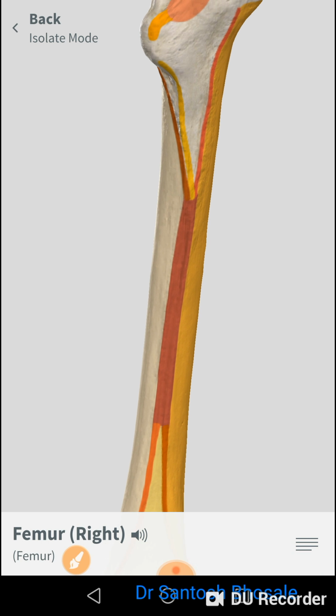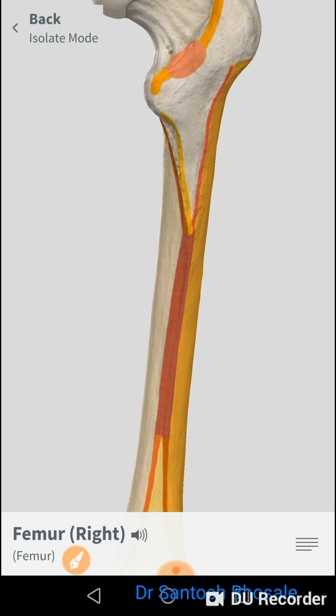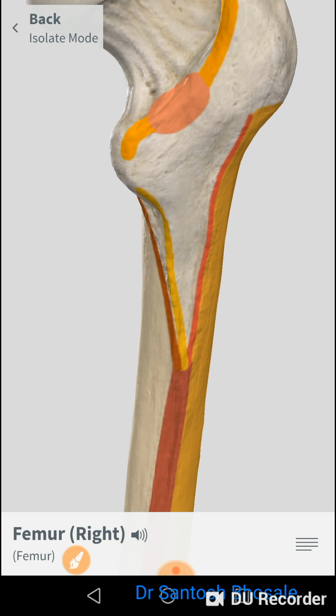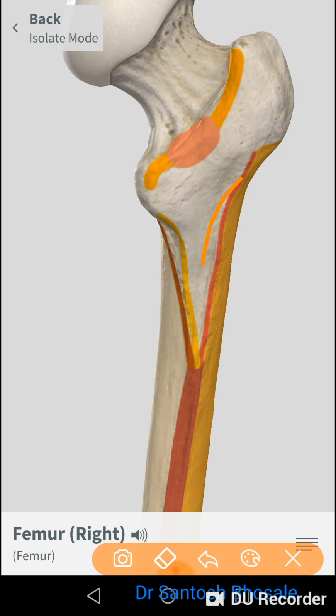And in the upper third of the shaft, the two lips of linea aspera enclose one more additional surface here. You can see they diverge and enclose one more surface. So this part of the shaft presents four surfaces: anterior, medial, lateral and posterior. And here you can see a roughened gluteal tuberosity. This is a roughened area that is called the gluteal tuberosity.